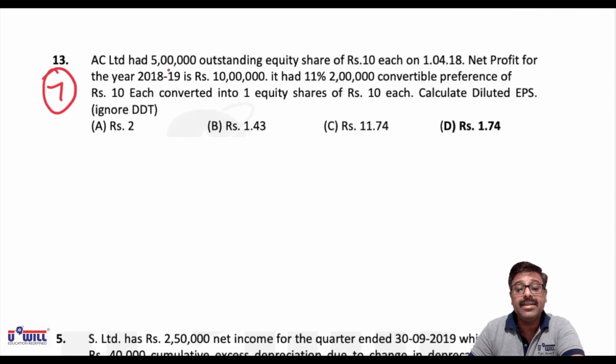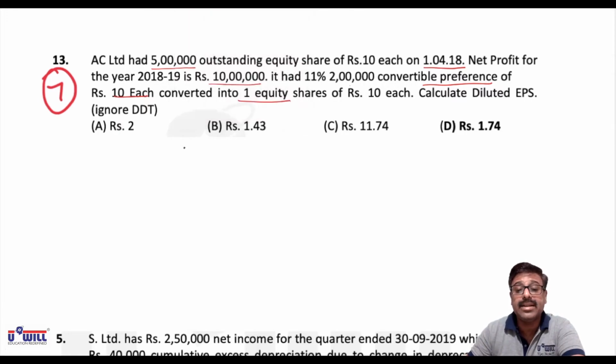Now 7th type of question, look at 13th question. ABC Limited had 5 lakh outstanding equity shares of 10 each on 1/4/18. Net profit for the year ended is rupees 10 lakhs. It had 11% 2 lakhs convertible preference shares of rupees 10 each, converted into 1 equity share of 10 each. Calculate diluted EPS and ignore DDT. Similar question, but previous was with debenture and this is with preference shares.